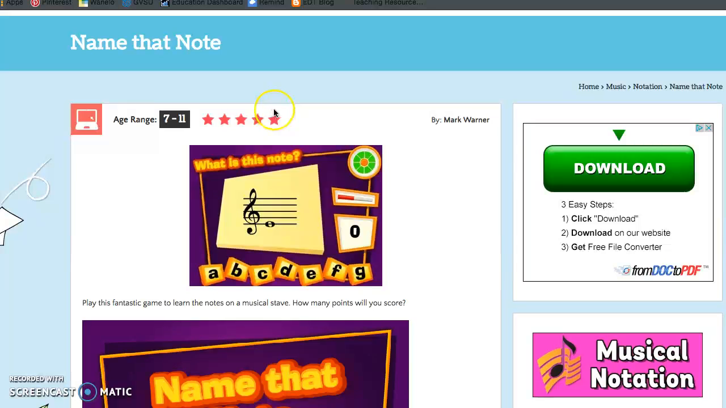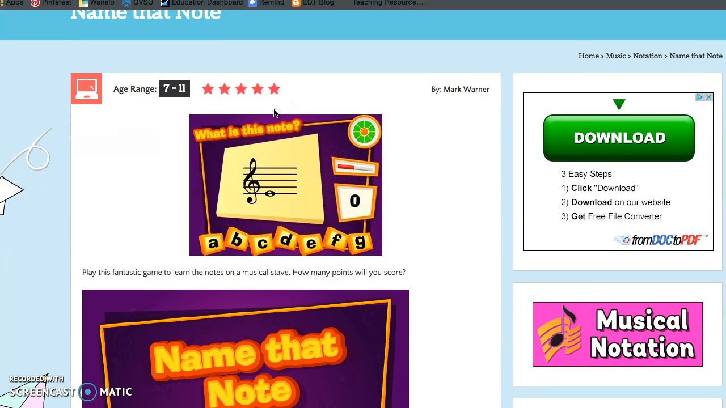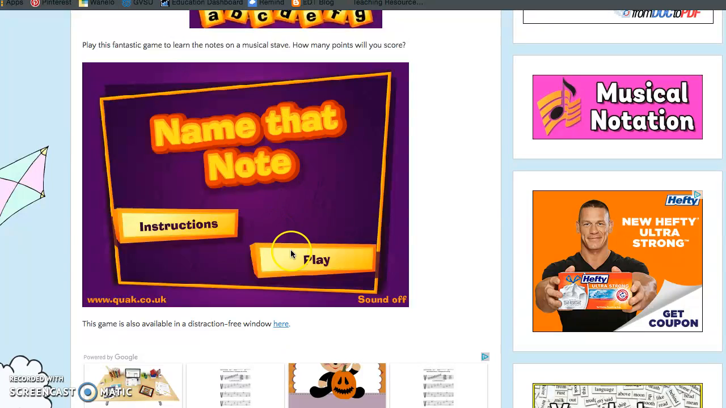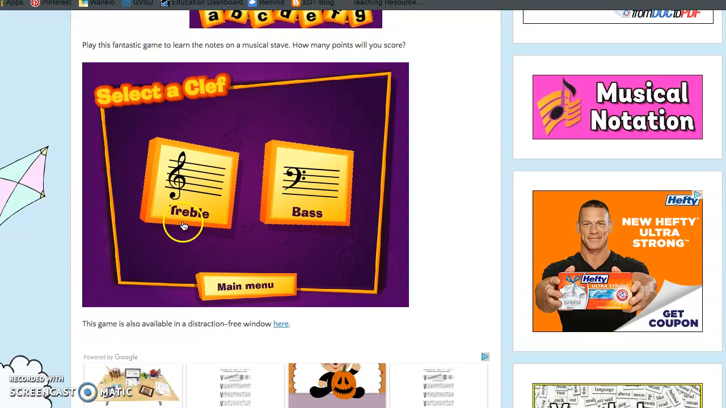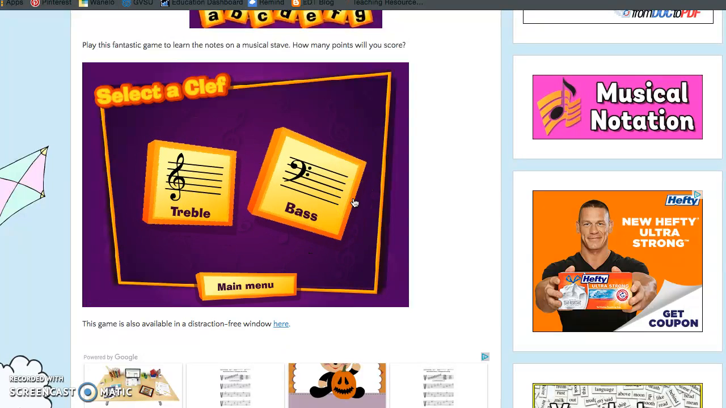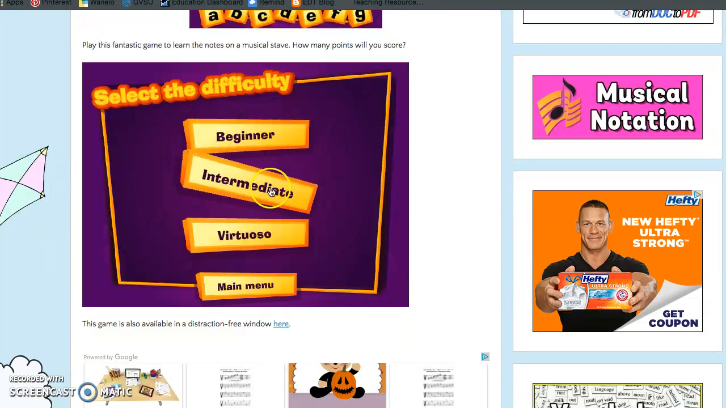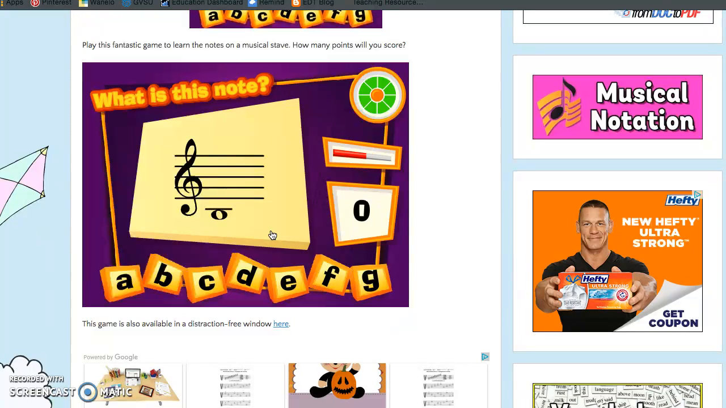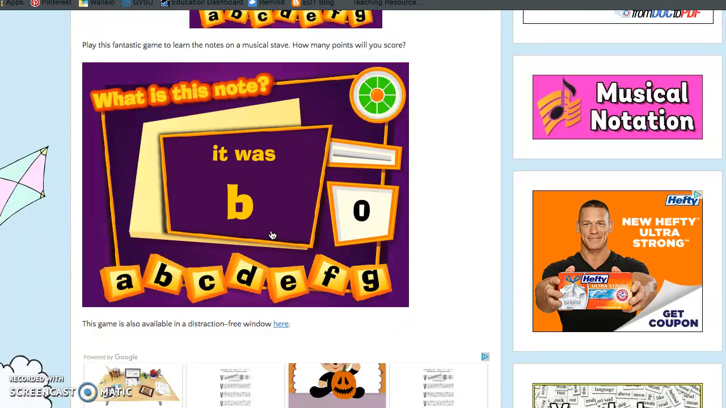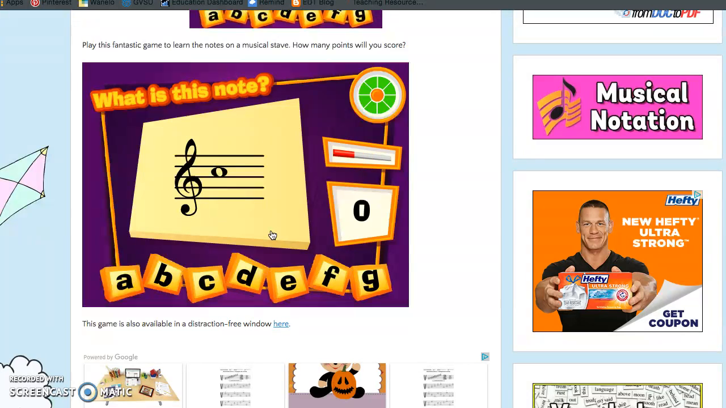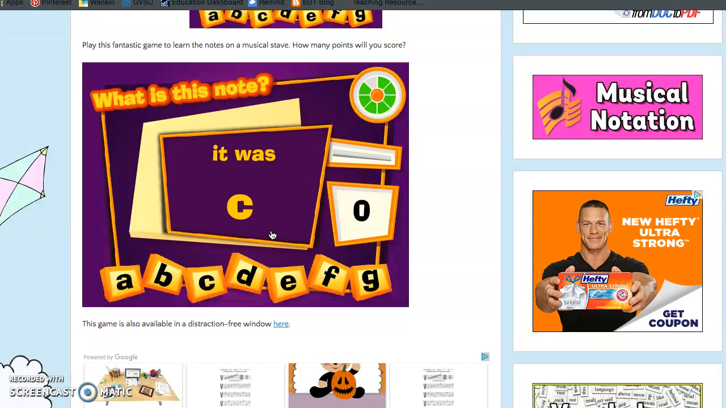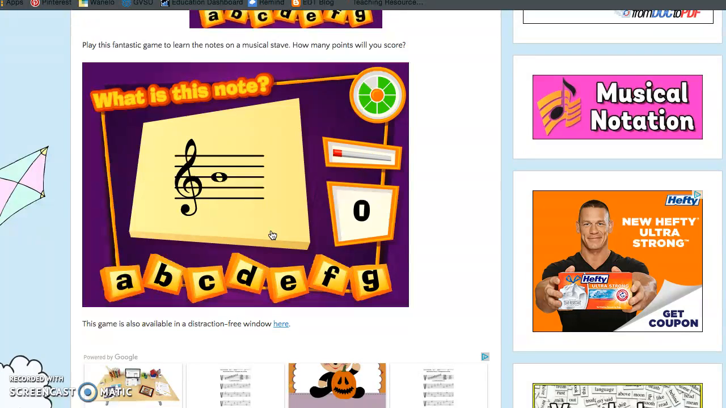So this website has a game that kids can play to identify the notes on the staff. It gives instructions and then you can play it. You can choose between treble and bass, which is good because then all the instruments are being covered. I play a treble instrument, so I'm going to choose that, and I'm going to go to the virtuoso, which is the hardest selection. There's a red bar on the side, you can see every time it goes down, and if it runs out, you get it wrong, so it gives you the right answer.